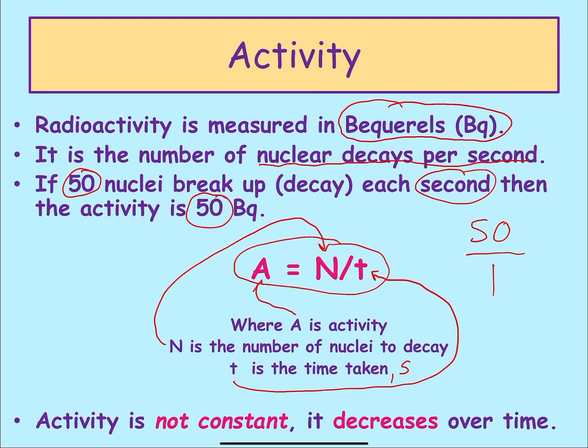Activity is not constant, it decreases over time, so if you have A equals N over T, as time increases, as that number gets bigger, the activity decreases, and you could type any numbers in just to prove that.